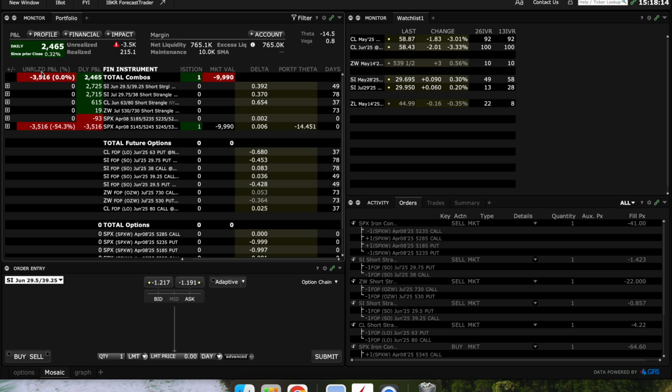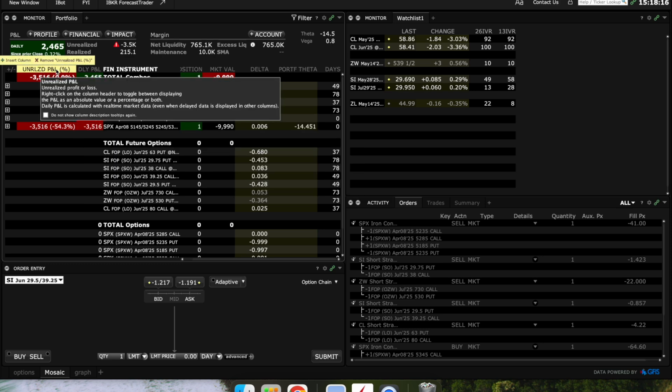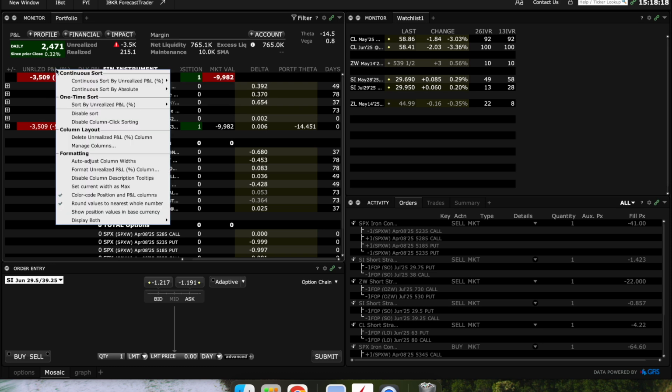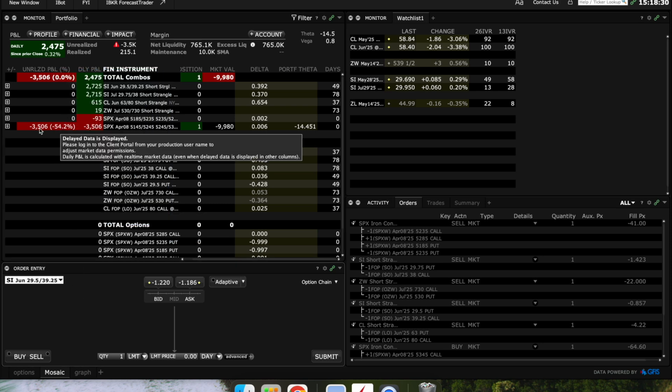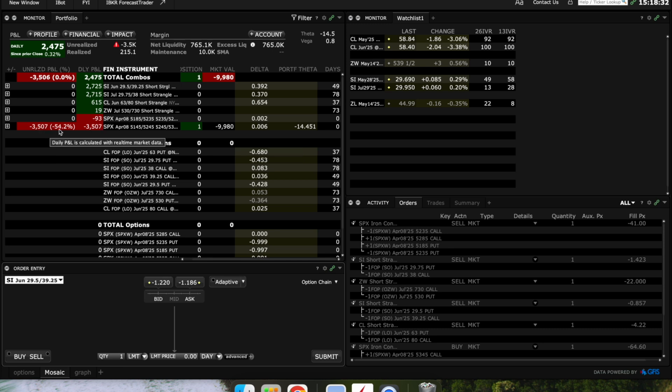This is about it. Now, when you open the unrealized P&L, you want to right click it. You want to go to display both, and you want to display both value and percentage. Usually by default it will be only value, but you want to see both value and percentage, so you can know how much you're up and down in your position, not just in dollar amount, but also in terms of percentage of your credit or your premium that you received or you paid for.